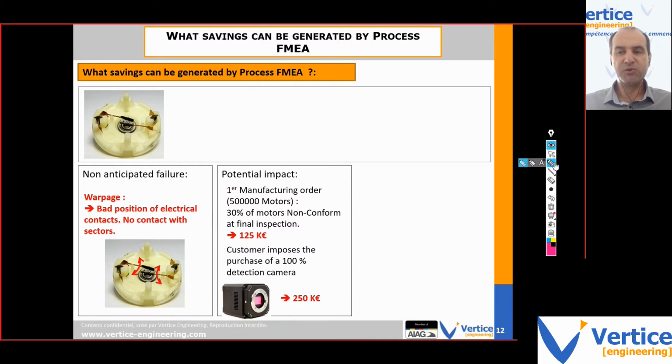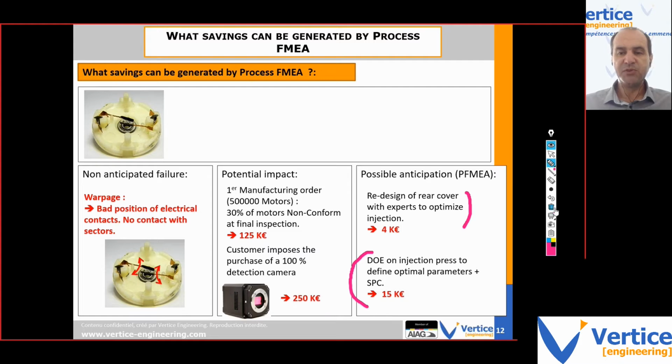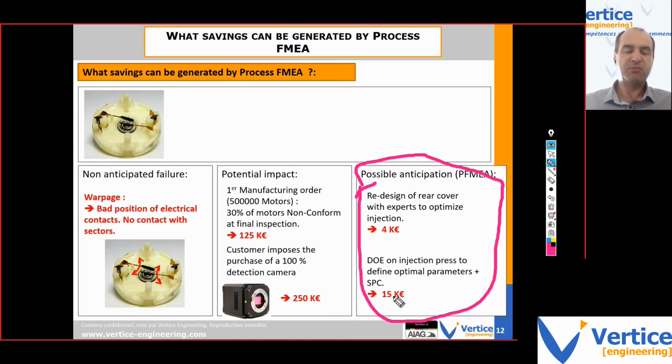So it's going to be 250,000 more euros. If we had done a proper job on Process FMEA early on, we would have identified this risk and carried out a redesign of the rear cover with experts in order to optimize the injection process, the overmolding process. We could also have done a DOE analysis. And you see the cost of doing a Process FMEA compared to the cost of the problem. It's a 1 to 100 ratio.